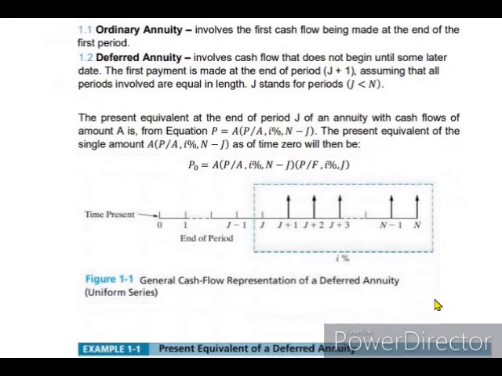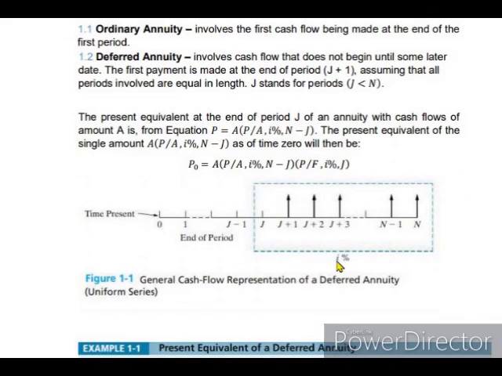Okay? So, dito lang nag-a-apply ng percentage dito sa may J. Okay? Dito sa 1 tsaka J plus 1, wala pa. So, kasi pag sinabi mo kasing deferred, hindi pa siya nagsisimula yung cash flow. Ibig sabihin, wala pang mga arrows yan. Dito pa lang nagsimula yung cash flow until some date later. Okay? So, ito yung general cash flow representation of a deferred annuity for uniform series.